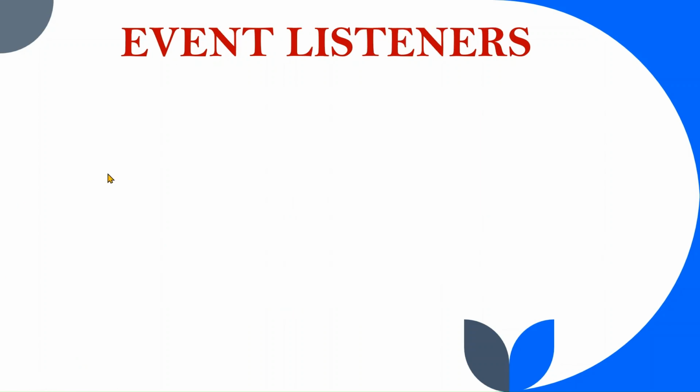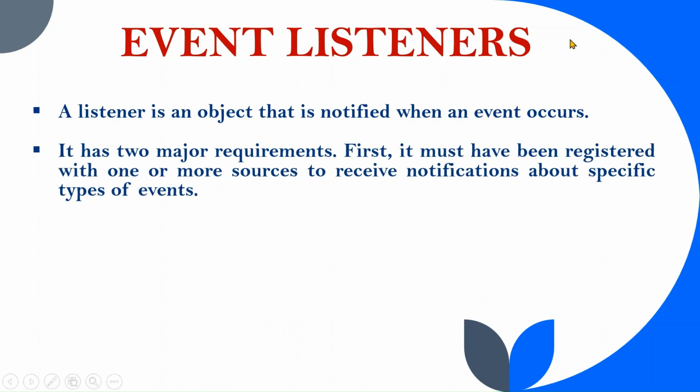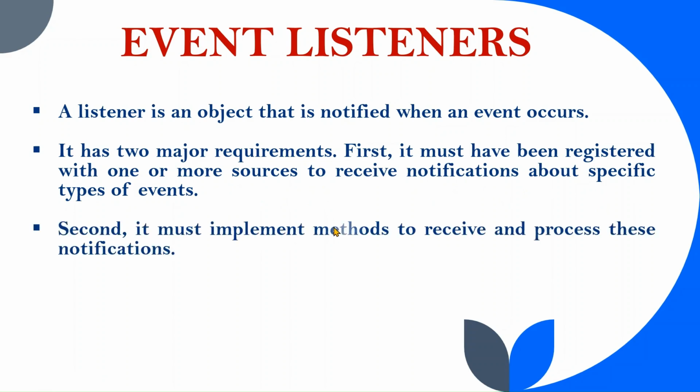Now coming to the listeners. A listener is an object that is notified when an event occurs. So only the registered listeners will get the notification whenever the event is raised. It has two major requirements. First, it must have been registered with one or more sources to receive notifications about specific types of events. That's what I was saying. The listeners need to register themselves at the source side by using the add type listener method. Second, it must implement methods to receive and process these notifications.